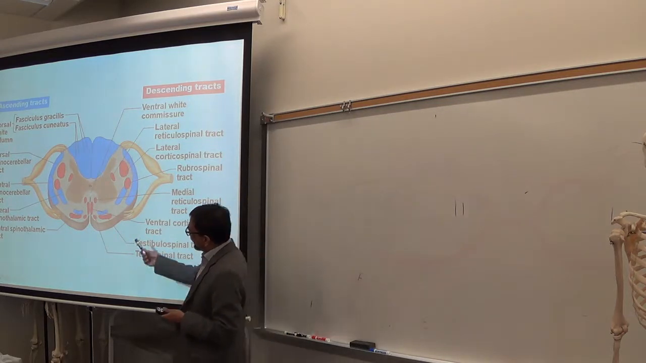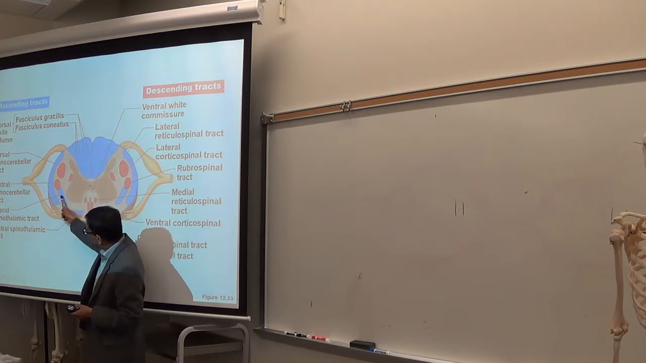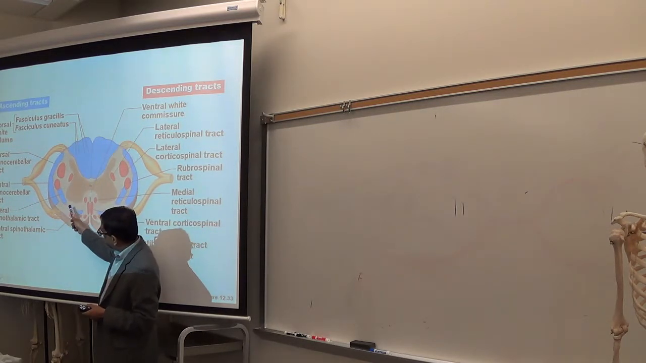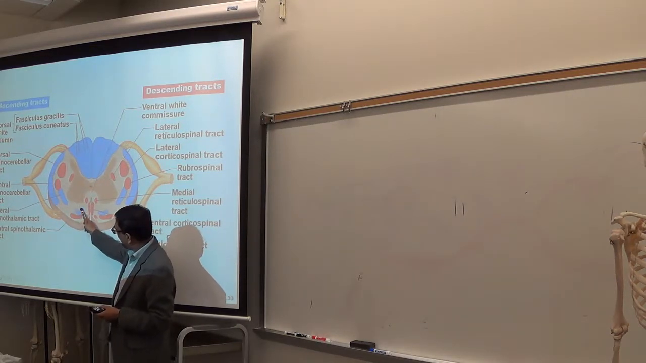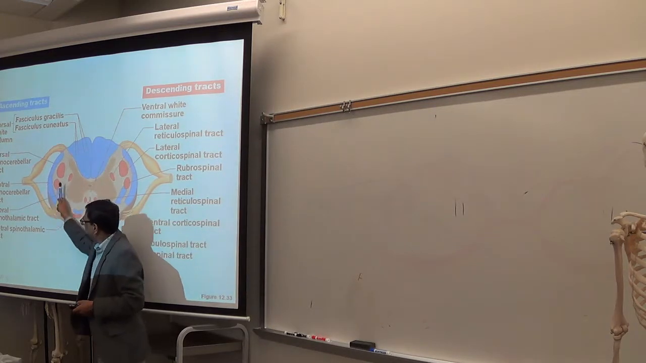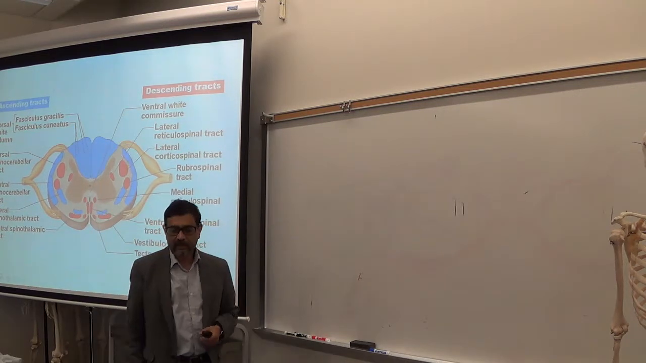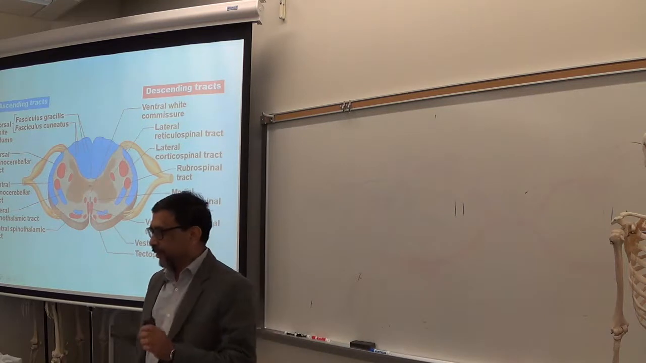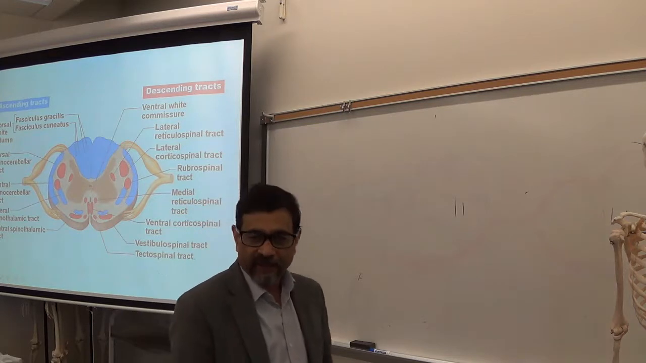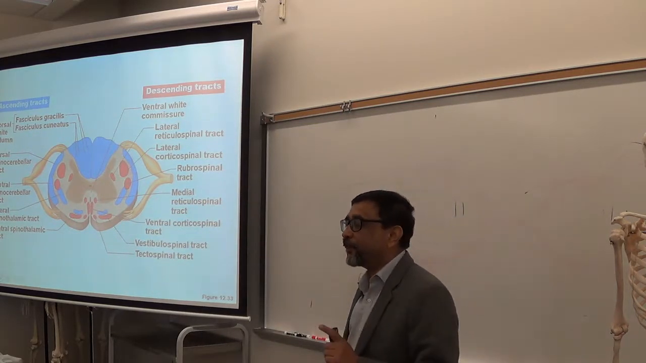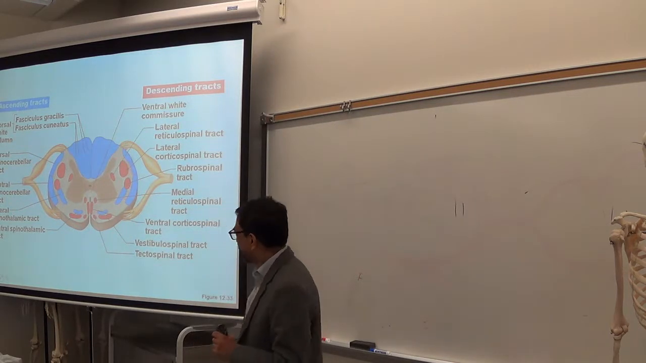First, let's see the sensory. This is spinothalamic. In each side, you have two spinothalamic, so total 4. This is called ventral spinothalamic. This is called lateral spinothalamic. Ventral in the front, lateral on the side. So just write down that spinothalamic tract carries temperature and pain. Pain and temperature signals. Spinothalamic.